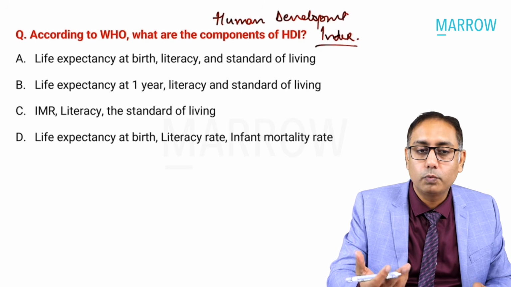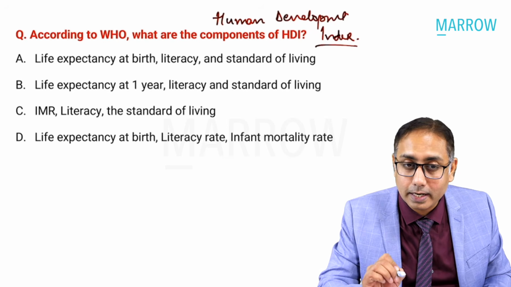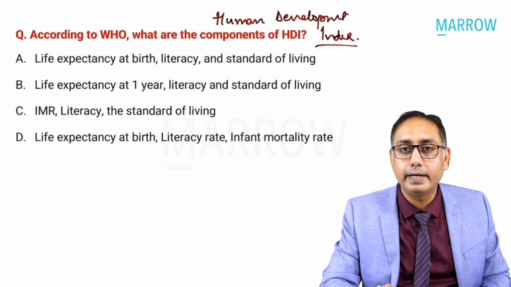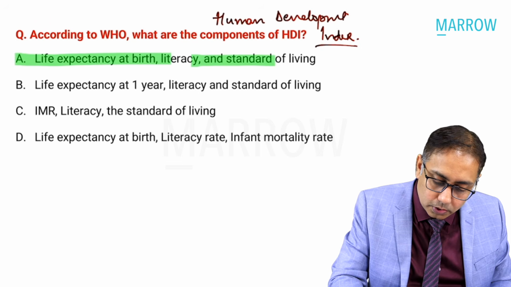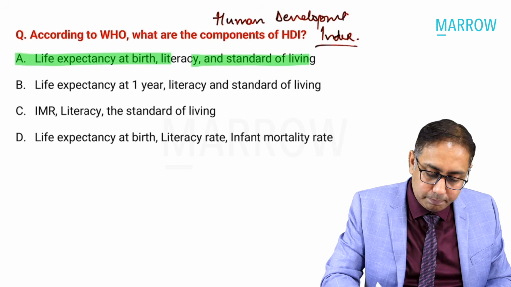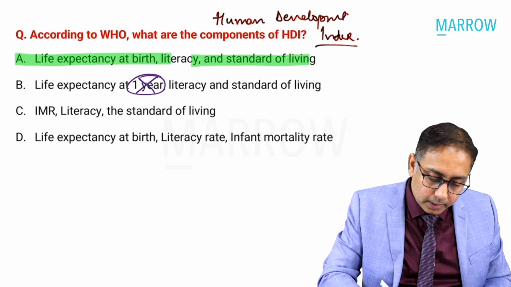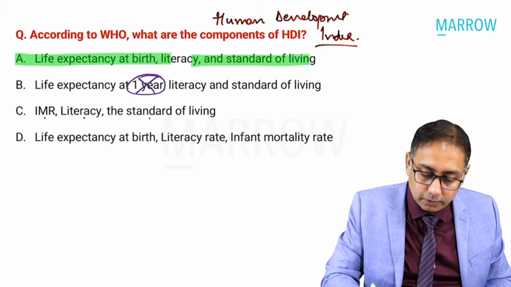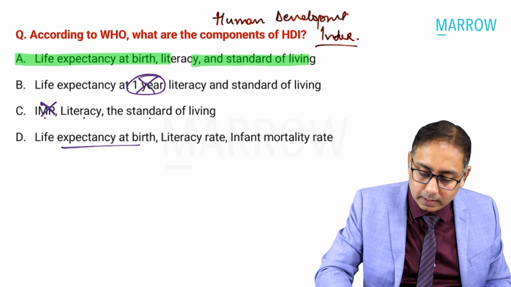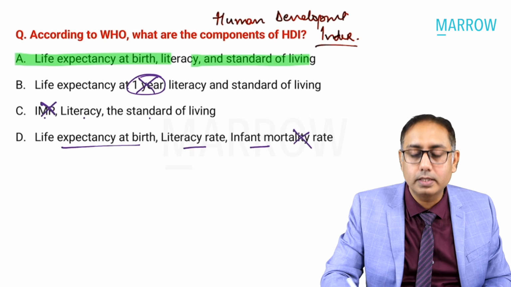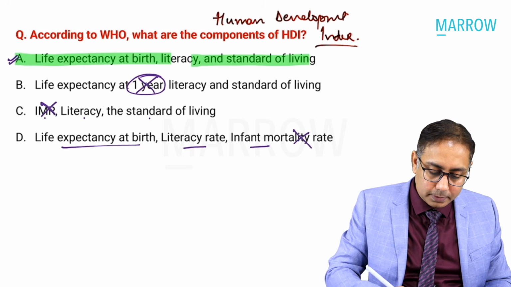According to this question, what is the best answer over here? HDI will contain life expectancy at birth, literacy rate, and standard of living. So the best answer I would like to mark is option A. B option is not correct because it is 1 year. IMR, literacy, and standard of living is not correct because they don't take IMR into account. Life expectancy at birth, literacy, and infant mortality is not correct because IMR is not taken. So please note A option is the best option.